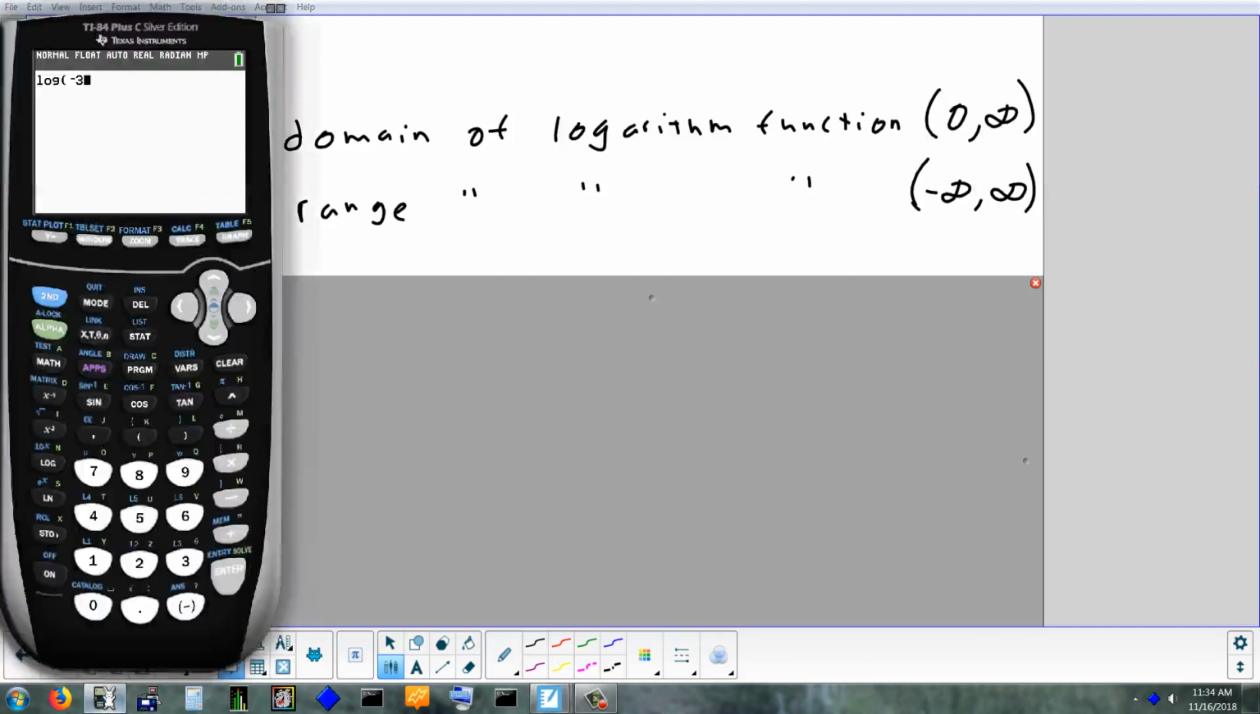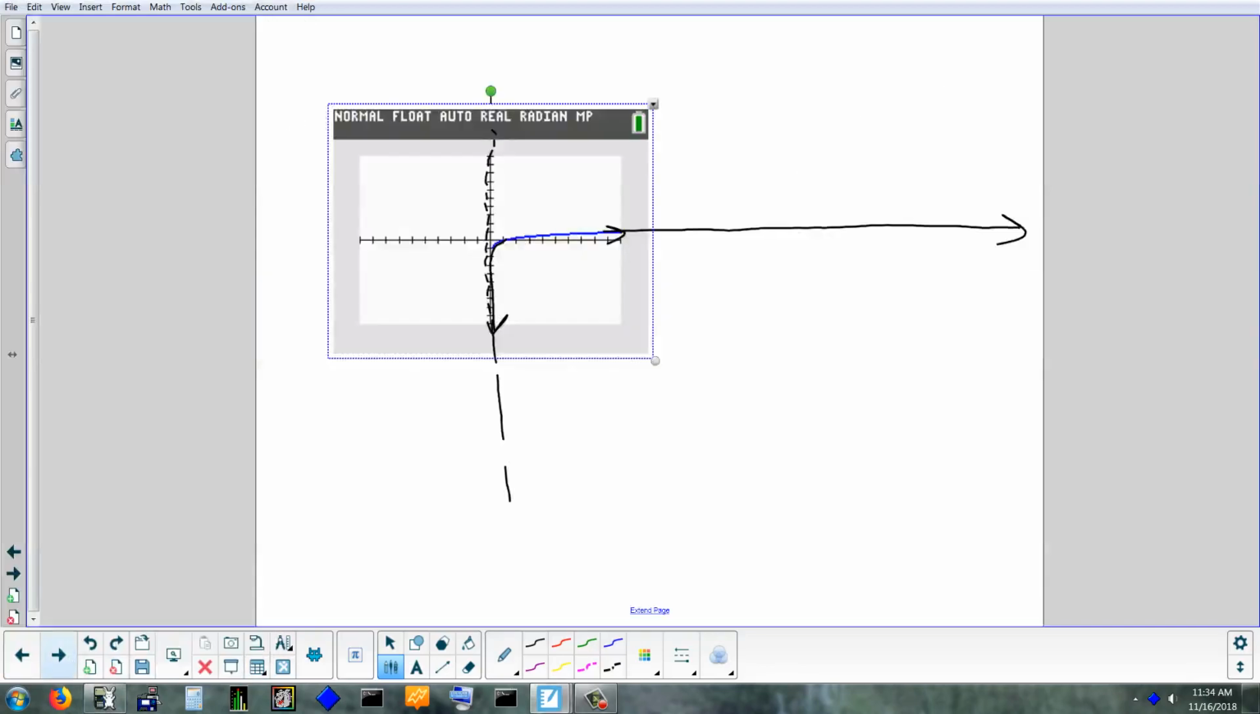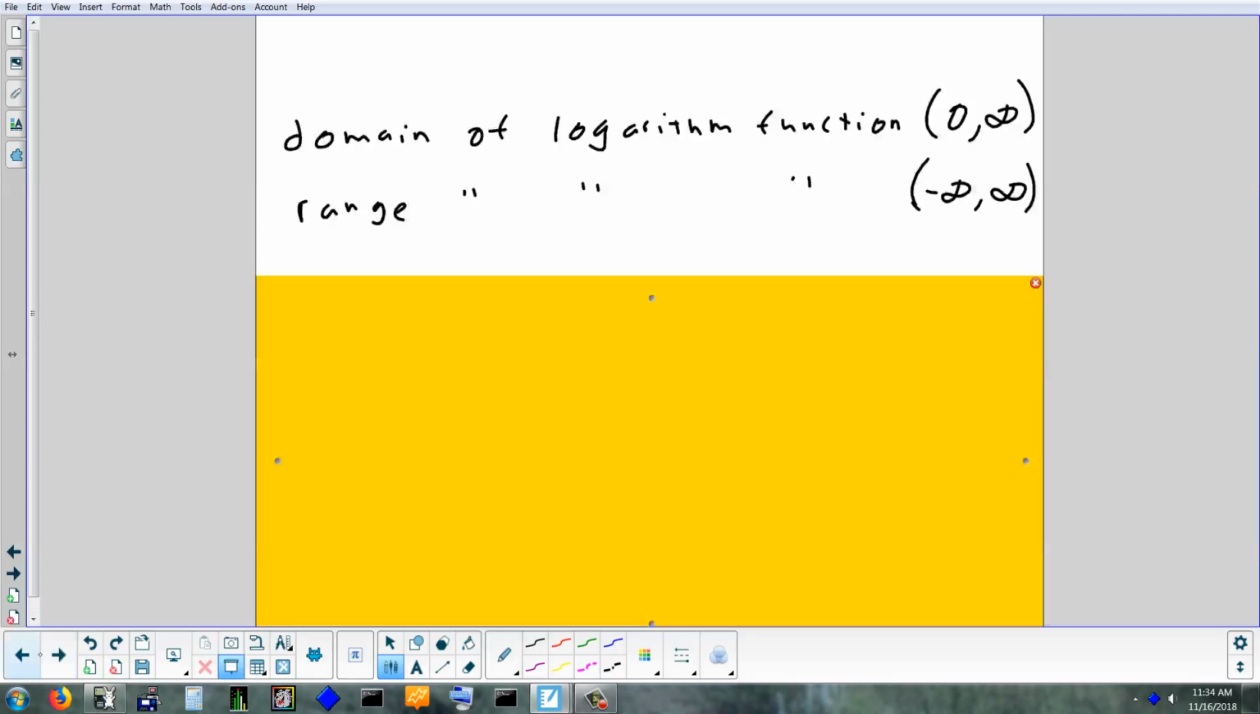And the range, well, if I go back to the graph for a second, it doesn't look like it goes up forever, but it does. It never stops going up. It just keeps going up extremely slowly. Okay? So it does go up forever, and it's clear from this part that it does go down forever. So that's where your range comes from.